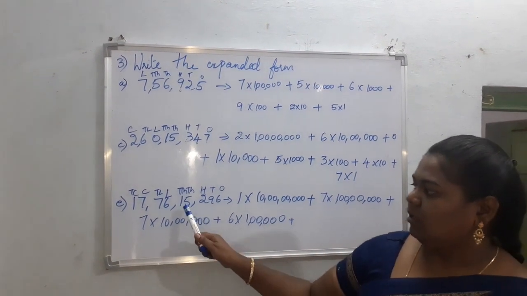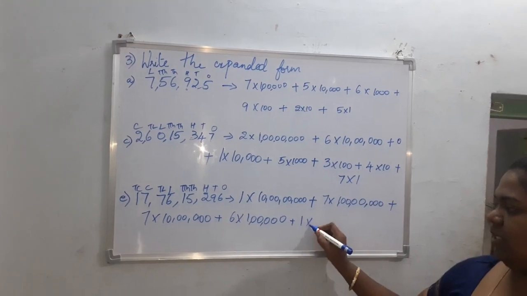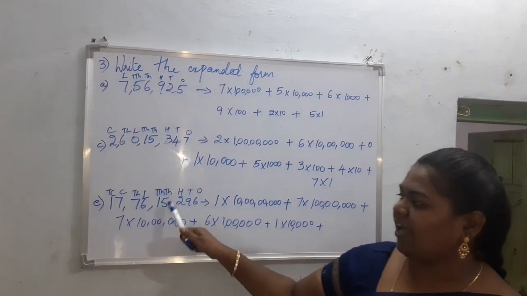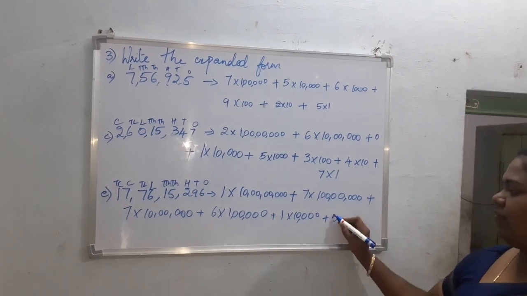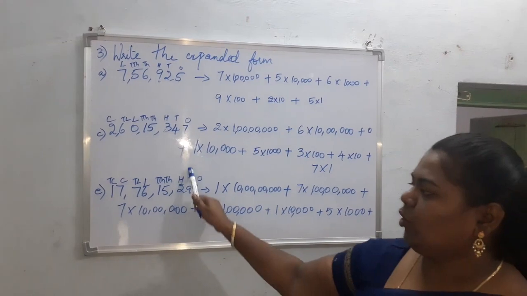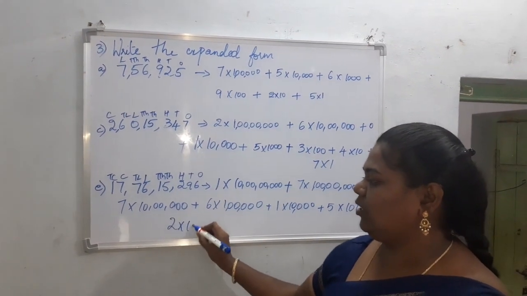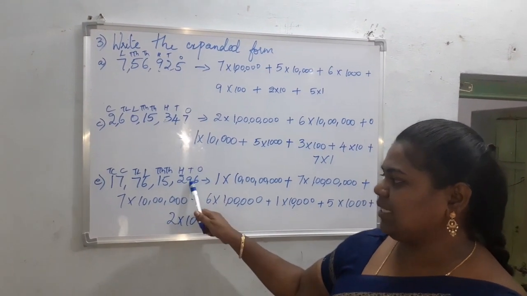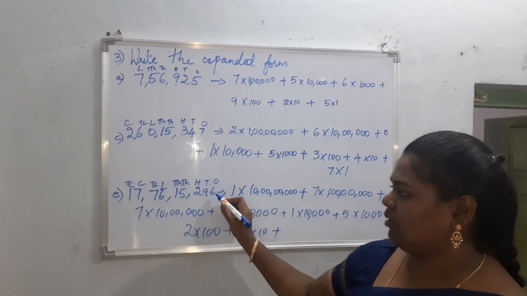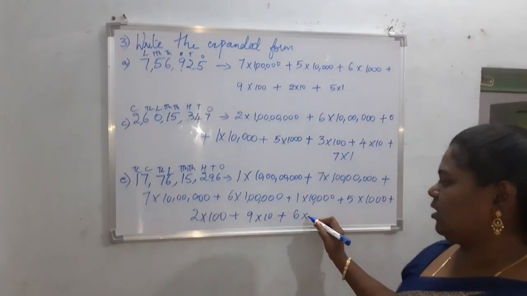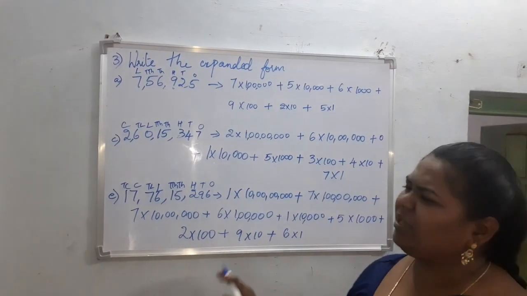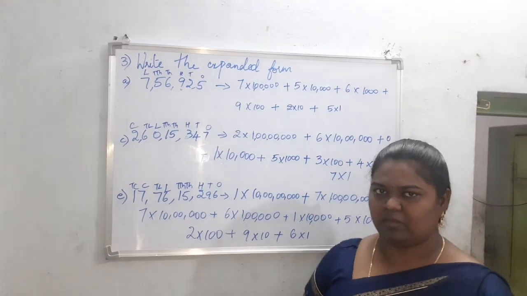Plus, 1 is in 10,000's place. 1 into 10,000. 5 is in thousands place. 5 into 1000. Plus, 2 in hundreds place. 2 into 100 plus 9 is in tens place. 9 into 10. Then 6 in ones place. 6 into 1. So this is the way you will write the expanded form. I think I already explained to you a previous example.